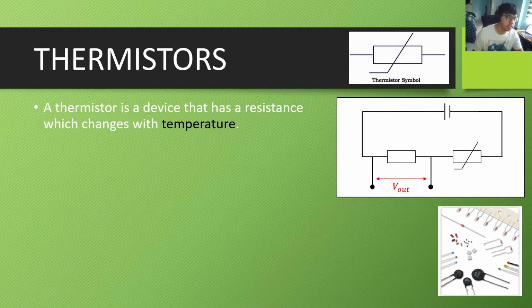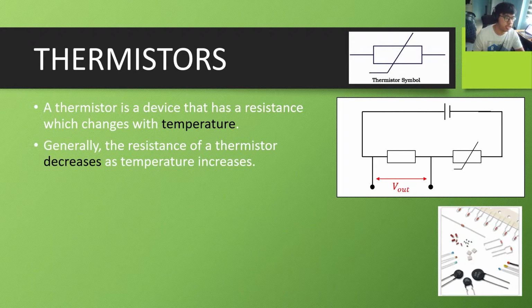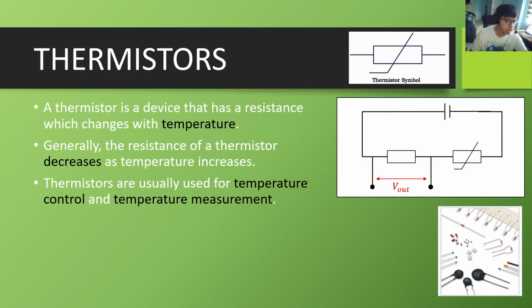So a thermistor is a device that has a resistance which changes with temperature. Generally, the resistance of a thermistor decreases if the temperature increases. So if the temperature is decreasing, that means the resistance of the thermistor is increasing. That's how it works. So thermistors are used for temperature control and temperature measurement circuits.